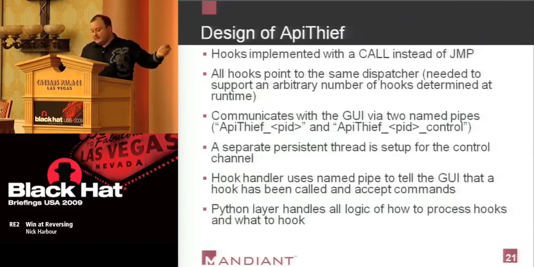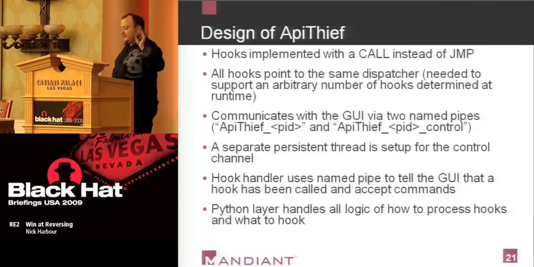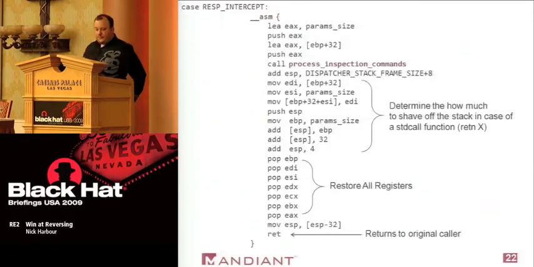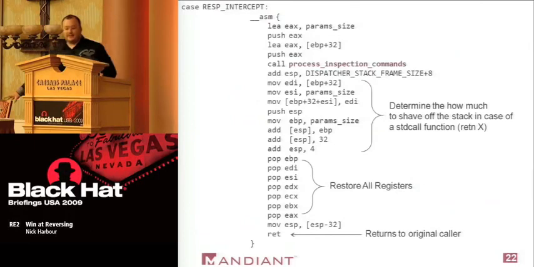So the Python layer is the one that does all the logic on whether or not it should handle hooks, what it does when it gets a hook, you get all that stuff. Yeah, I told you there'd be assembly code in the slides. Just some academia on how it actually does what it does.